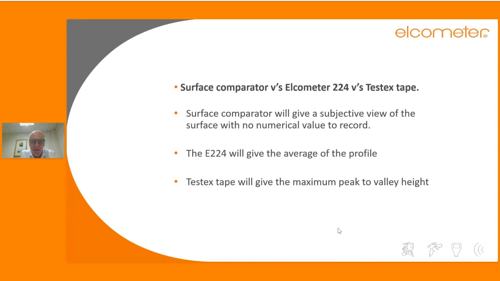The 224, this will give an average of the profile. Again, it's cheap, it's portable, and it's very, very easy to use. The Testex tape will give the value of the highest peak to the lowest valley. We have to be careful here that when using a 224, it does give a different reading to the Testex tape. Now, unfortunately, there's no conversion factor that can go from one to the other or back again. It does give different results, and we have to record which method we use to ensure that the records are kept correctly.